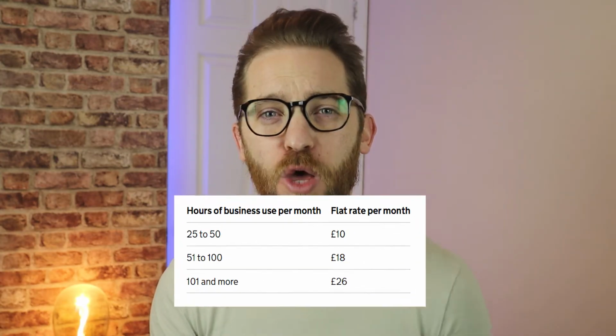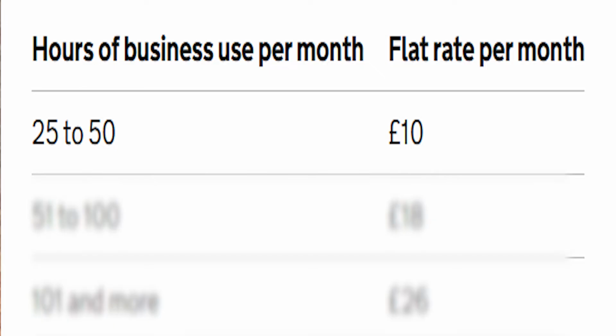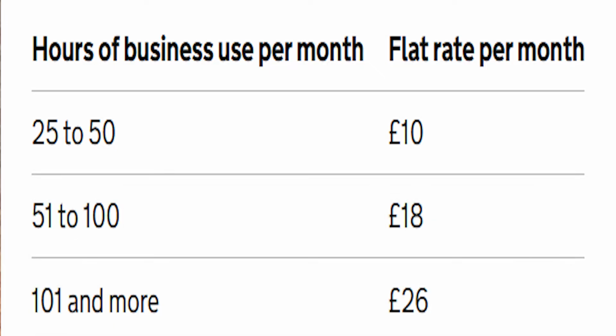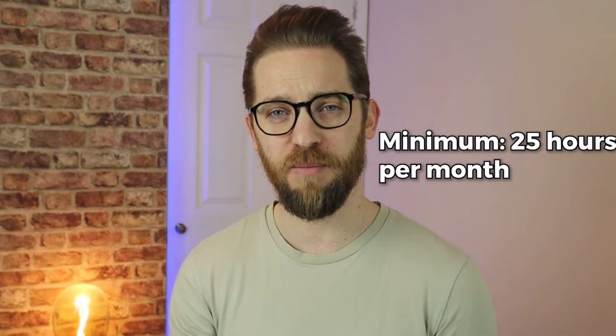The simplified method allows you to claim a fixed monthly rate based on the number of hours you work from home each month. The lowest rate being £10 per month and the highest rate being £26 per month, depending on which range you fall into. It's important to point out that you must work from home a minimum of 25 hours per month in order to use this simplified method.